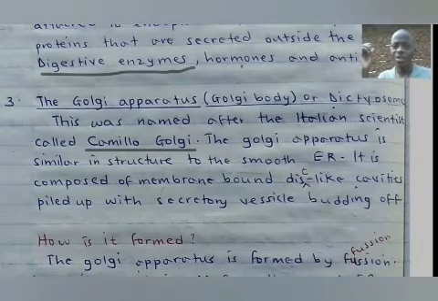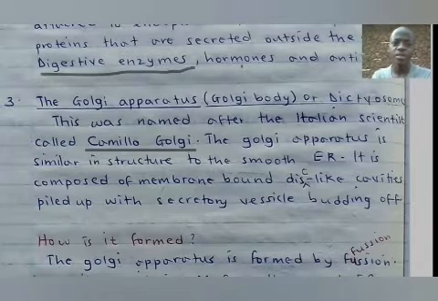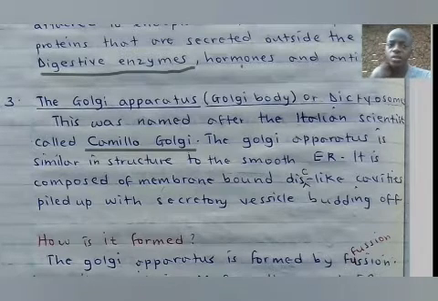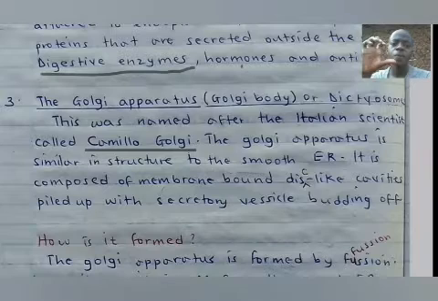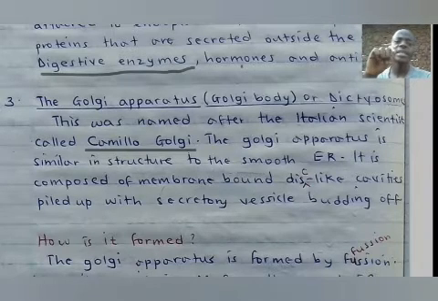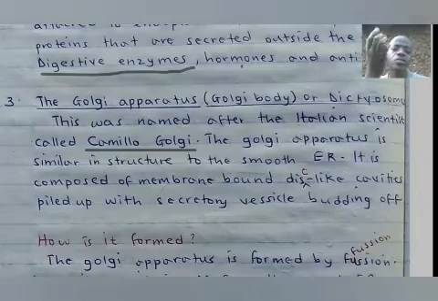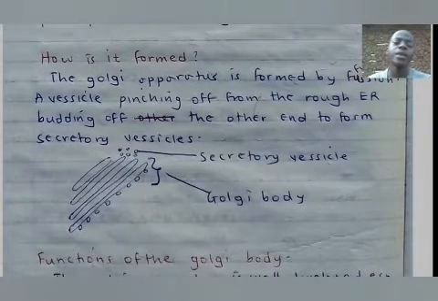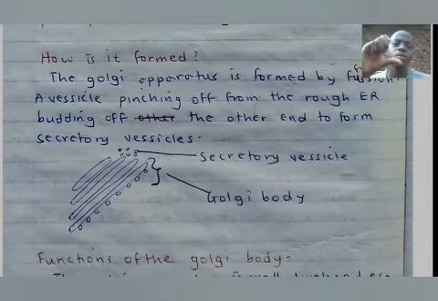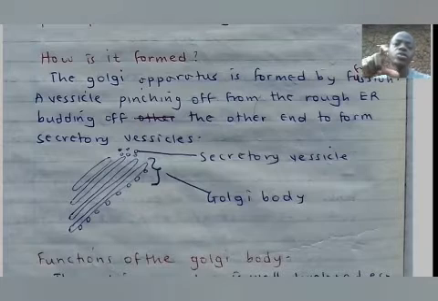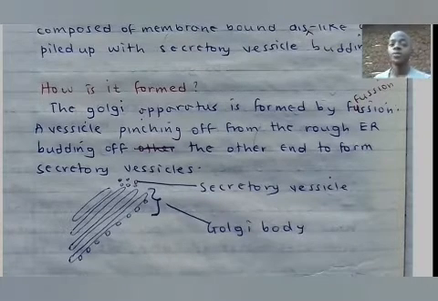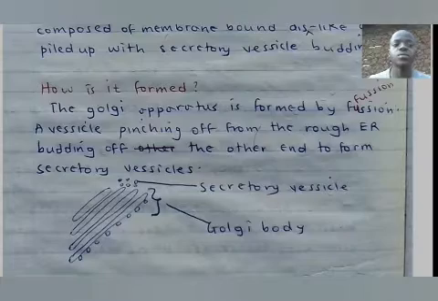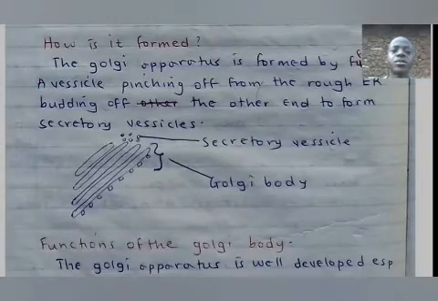So what is the Golgi apparatus? It is similar in structure to the smooth endoplasmic reticulum. In structure they are the same, but it is composed of membrane-bound disc-like cavities piled up with secretory vesicles budding off. This is the Golgi body. It has those secretory vesicles that secrete different secretions. That is the only difference, because the endoplasmic reticulum doesn't have it. So now you can see how it is formed.